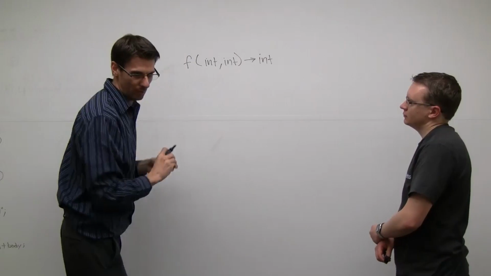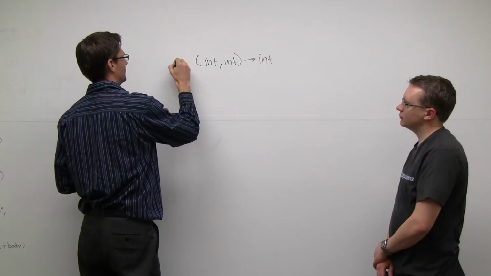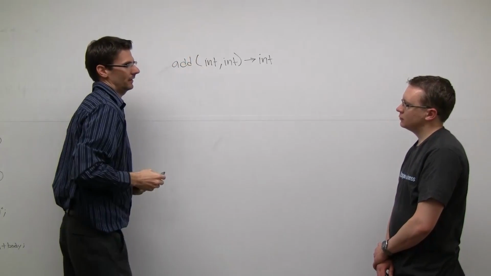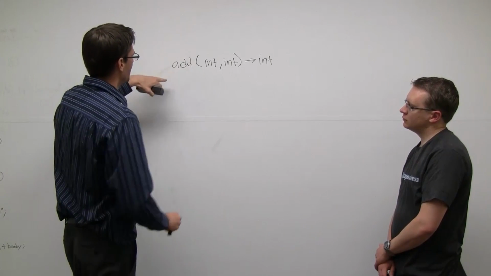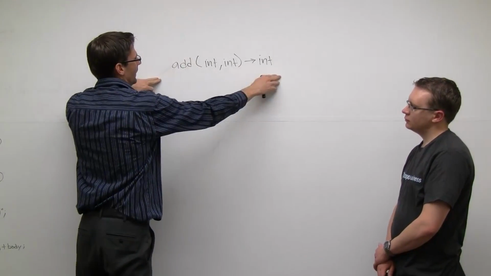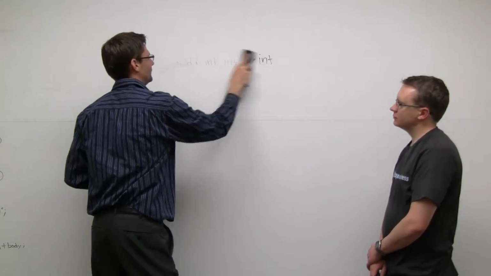Mm-hmm. We will know what this function does if we simply name the function. So we're going to do a simple example today called add. And so this is what we're after. We're going to build a tree out of a function that does this. Okay. So let's build it in JavaScript.